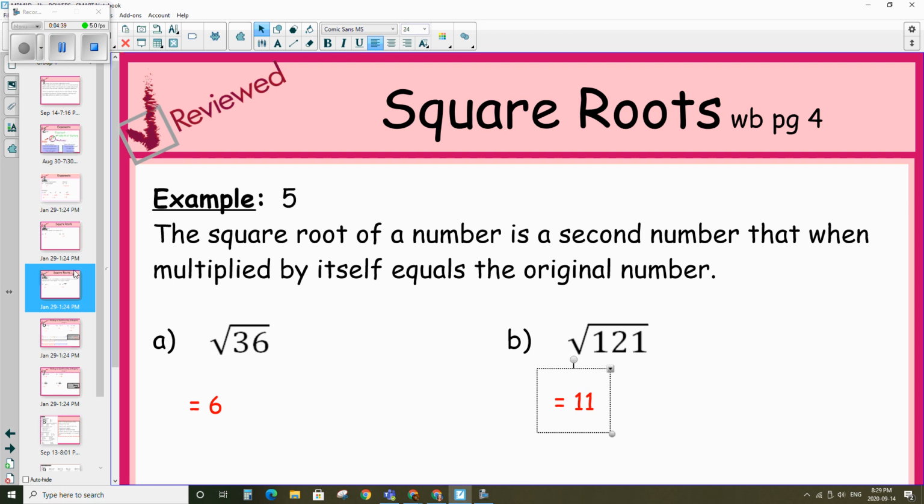Next example. The square root of a number is a second number that when multiplied by itself equals the original number. So square root of 36 means what number do you multiply by itself to give you 36? And that number is 6. Square root of 121. If you multiply 11 times 11, you get 121. So square root of 121 would be 11.